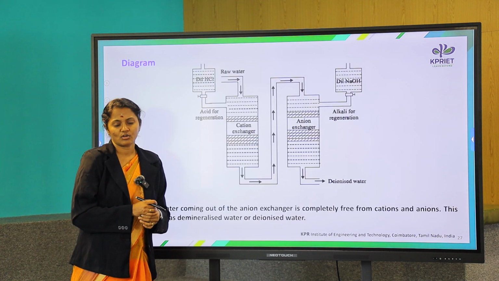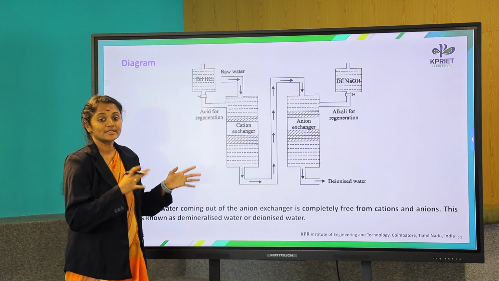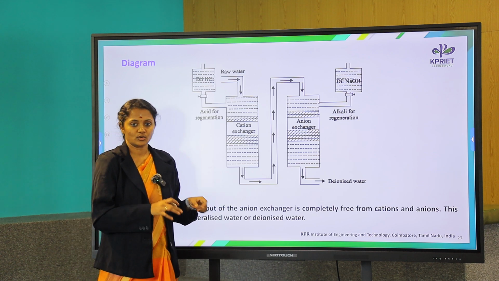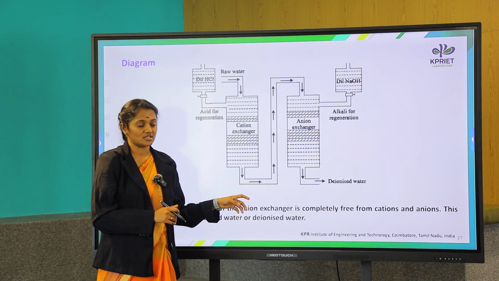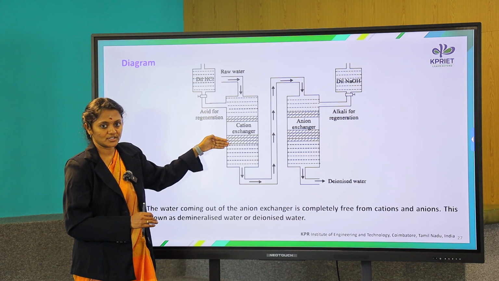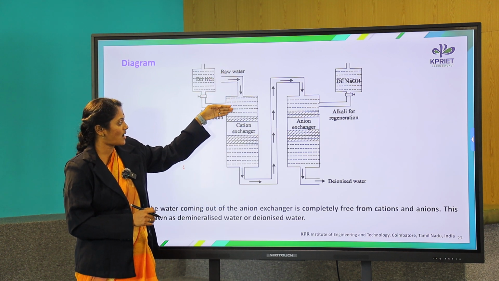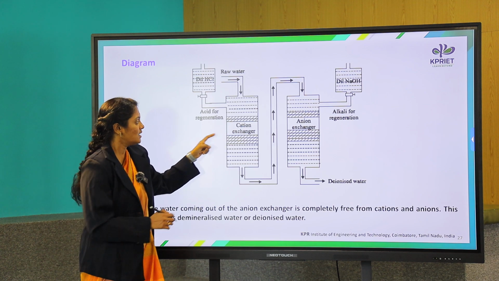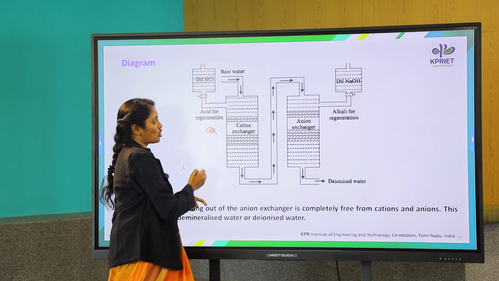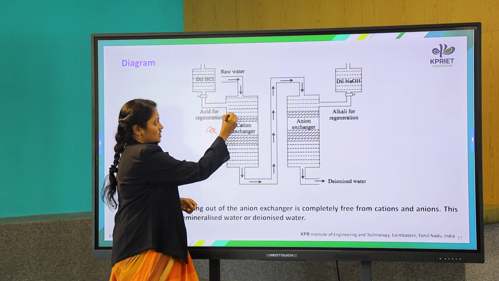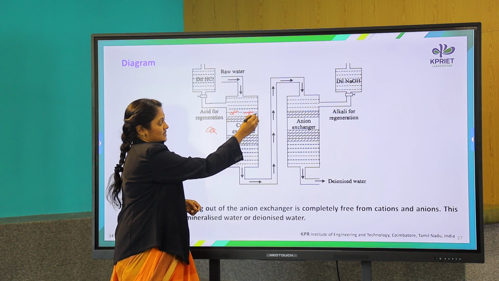Let's see the construction of the process. This has two cylindrical chambers. One is the cation exchanger, another is the anion exchanger. In the first column we have the cation exchange resin, in the second column we have the anion exchange resin. The raw water is first passed to the cation exchanger. Here the cation exchange resin will absorb all the cations like calcium, magnesium, and sodium present in the water.